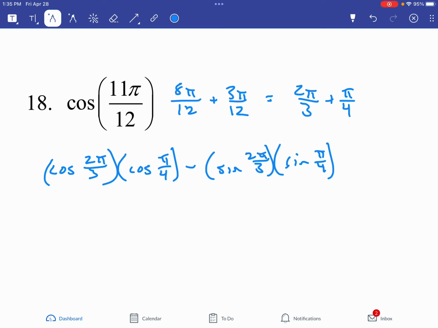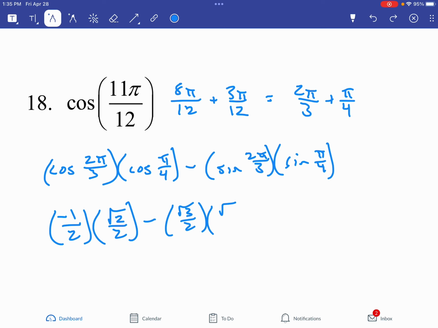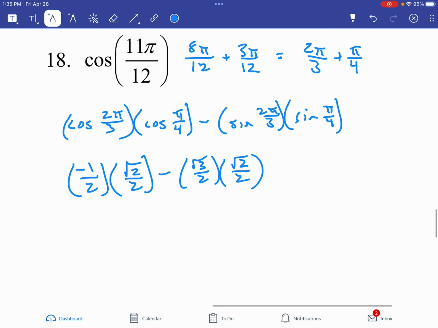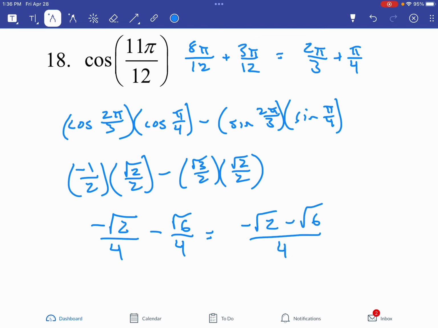So the cosine of 2 pi over 3 is negative 1/2. Cosine of pi over 4 is root 2 over 2. The sine of 2 pi over 3 is root 3 over 2. And the sine of pi over 4 is root 2 over 2. Now negative 1 times root 2 is negative root 2 over 4, minus root 6 over 4, combined to give you negative root 2 minus root 6, all over 4.